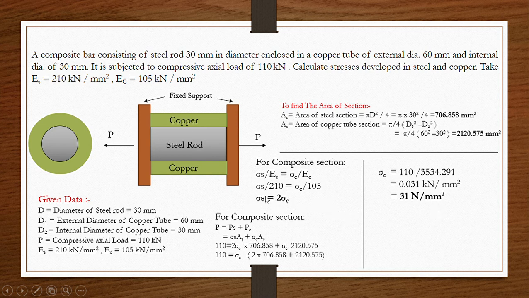Similarly, for sigma s, we can calculate by multiplying 2 with sigma c. So sigma s equals 2 into sigma c. Here we have the formula. The final answer for sigma s will be 62 Newton per mm square.